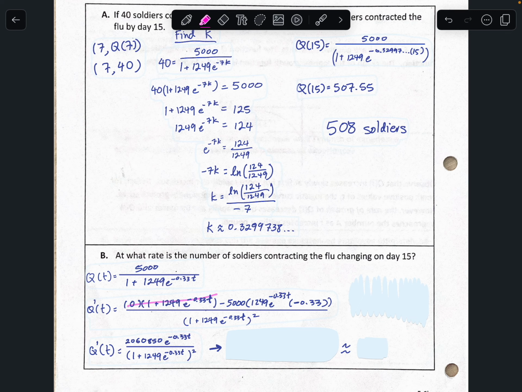So what we're plugging into this Q prime is day 15. So t equals 15 into my function. And I'm going to calculate that to get 150.14. So again, I do want you to try to plug this in, and if you need to, make sure you put parentheses around this entire bottom to get a correct answer. So 150.14 is your target calculation. And I'm going to approximate that and round that up to 151 soldiers per day.